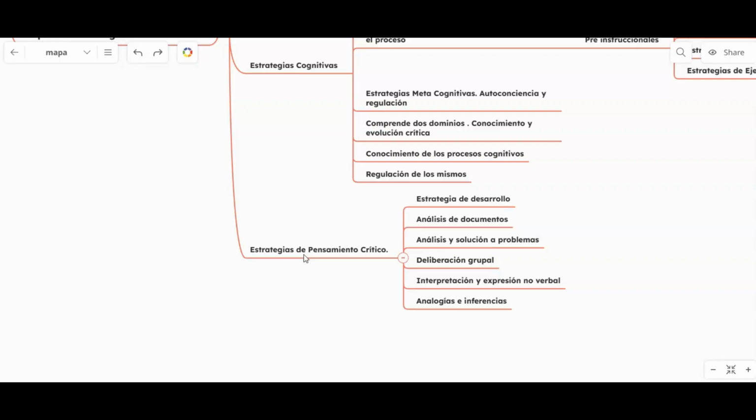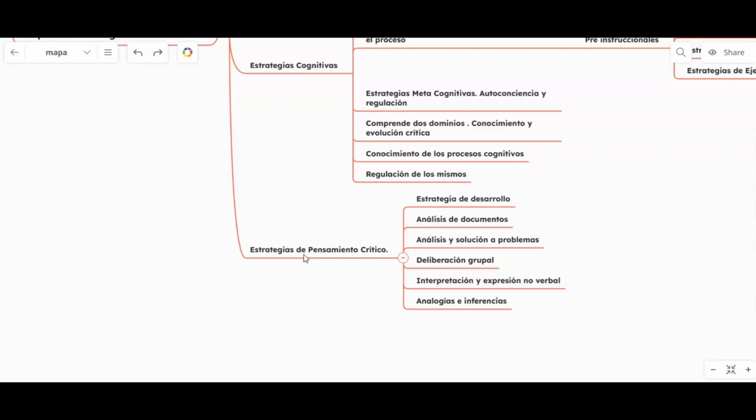Now, critical thinking strategies, which is a process that we usually use for our students to start to think. This includes development strategies, document analysis, problem analysis and solving. That's, for example, formulating theories, hypotheses, alternatives. We have interpretations and non-verbal expressions. That one is more about images, symbols, and language, body language, that is.